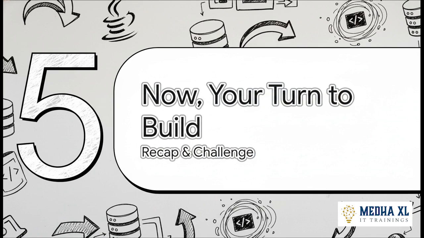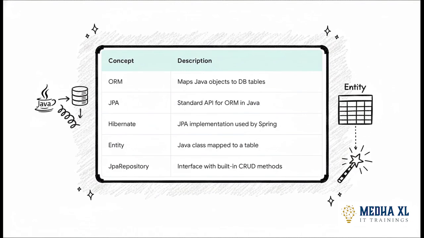Let's do a quick recap of the big ideas, and then I'm going to give you a little challenge so you can try this out yourself. So this right here is your cheat sheet. We have ORM, that's the big idea of mapping objects to tables. We have JPA, that's the official rulebook. Hibernate is the tool that does the work. And Entity is our Java class that becomes a table. And the JpaRepository is our magic wand that gives us all those free methods.